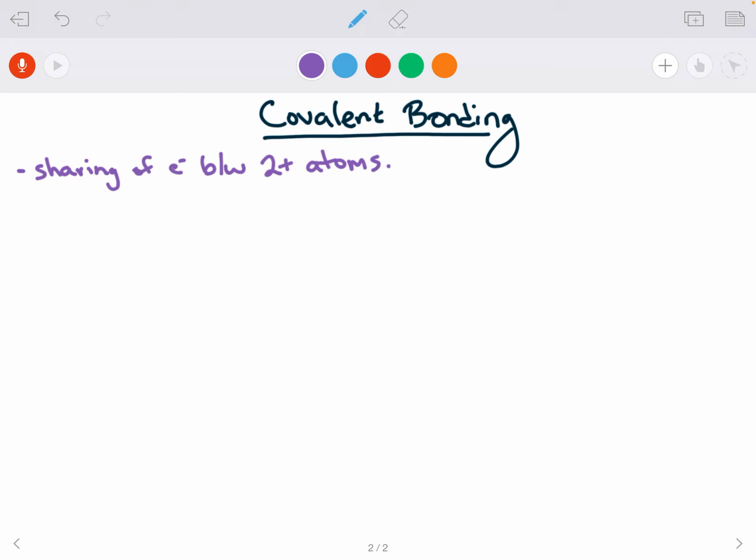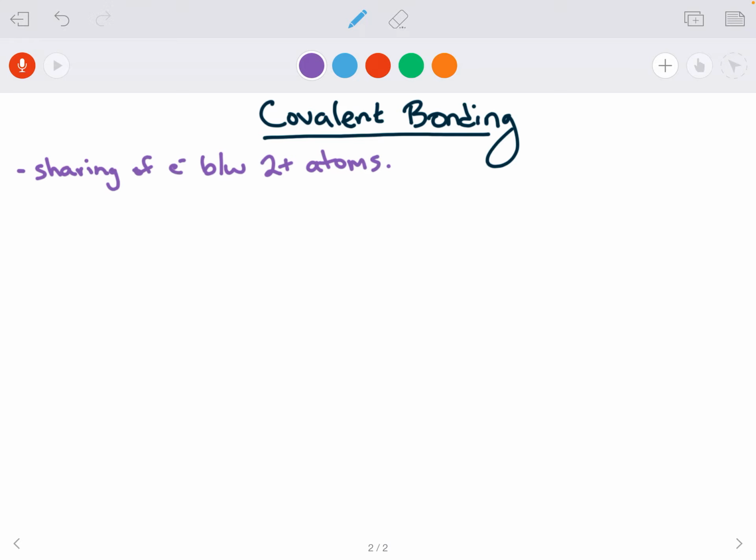If you don't remember the definition of valence shell, I'd encourage you to check out the ionic bonding video first, where I walk through those definitions. But as a quick reminder, the valence shell is the outermost electron shell where all of the bonding takes place. The electrons in the valence shell are the only electrons involved in bonding. The inner core electrons are not going to be involved in that bonding.